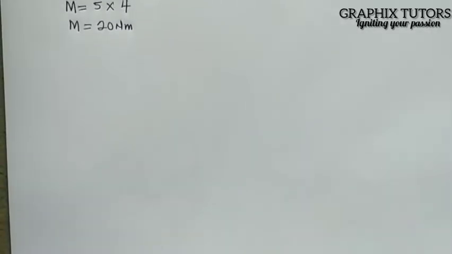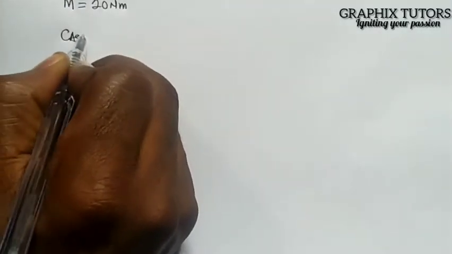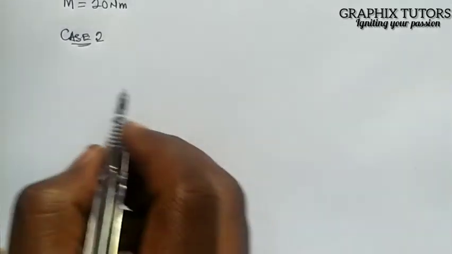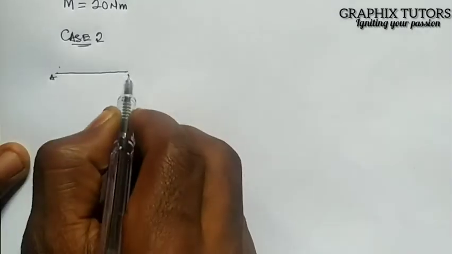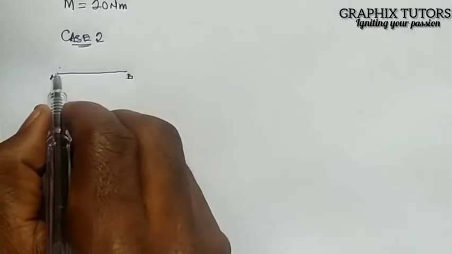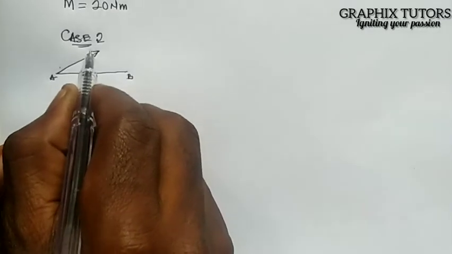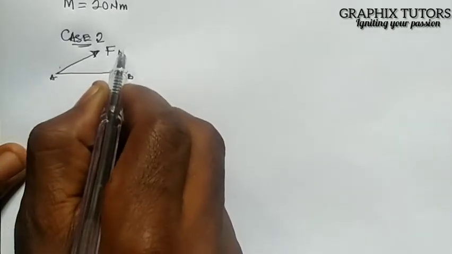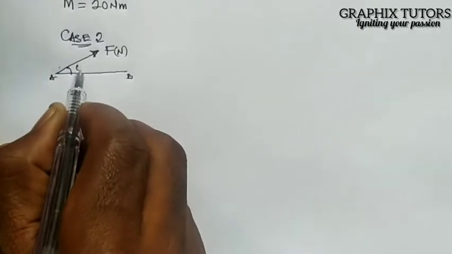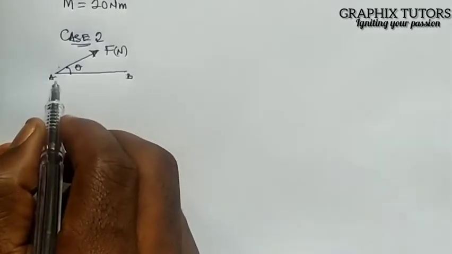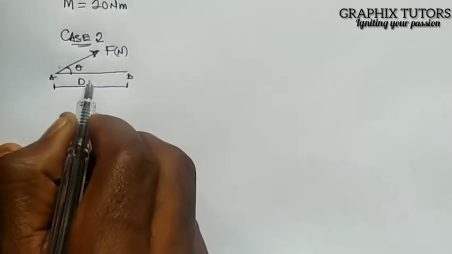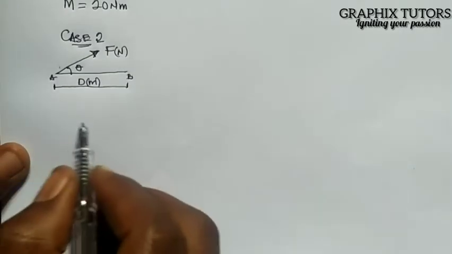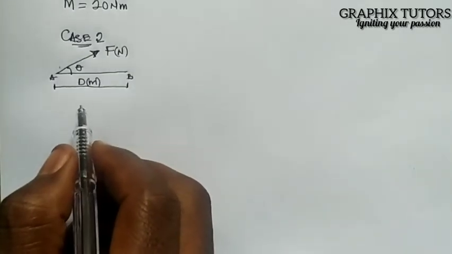Case 2. Here, if I have this same distance AB, right? And we have an inclined force. Let's call it the same force F in Newton at an angle theta, right? And the distance from here to here is d meters. Is that okay? And we are told to calculate the moment.